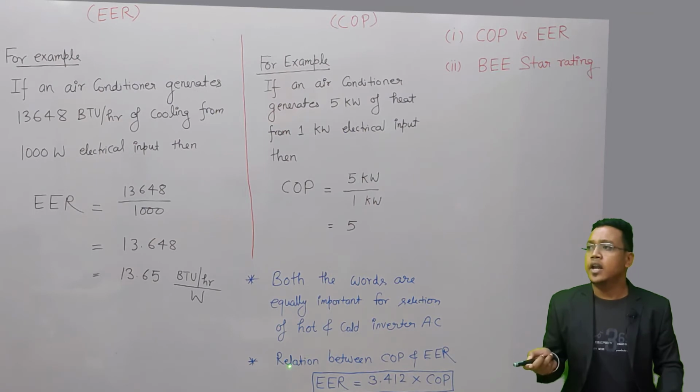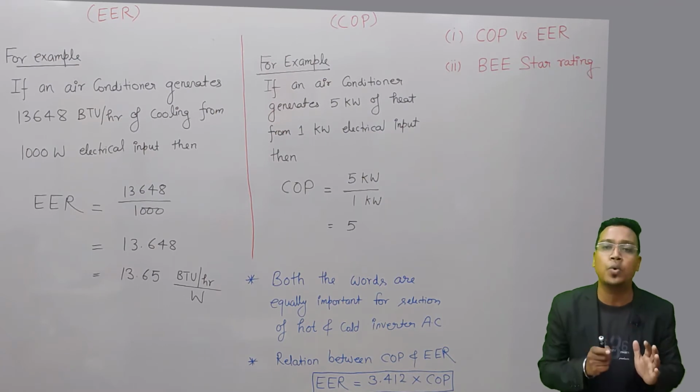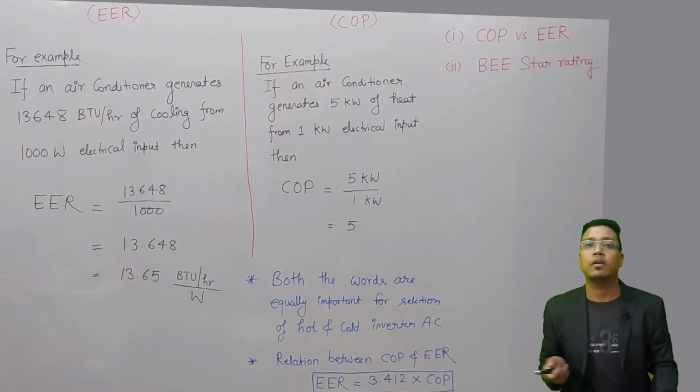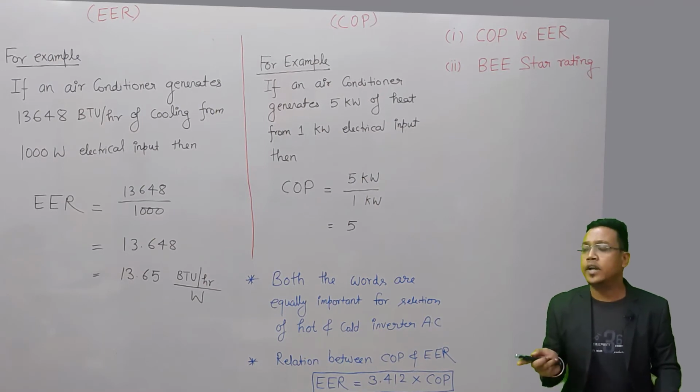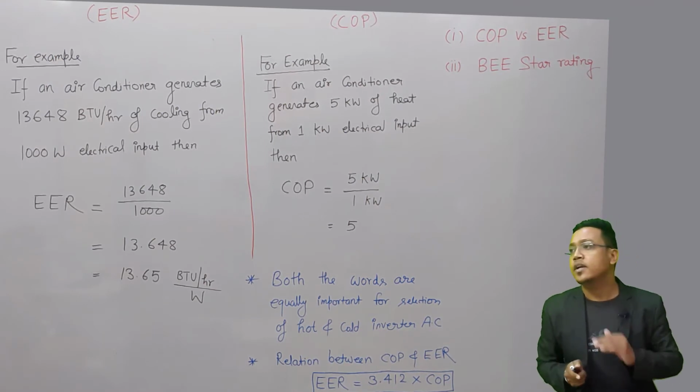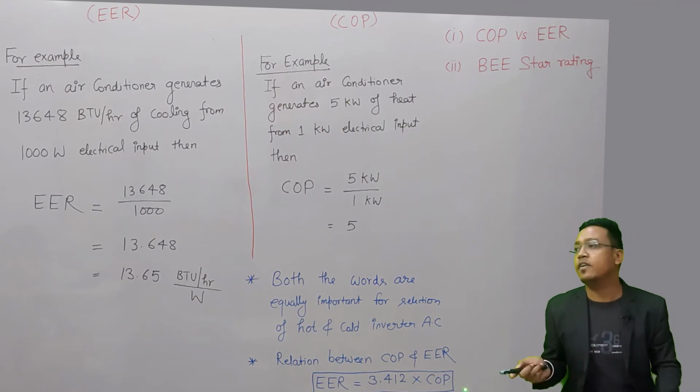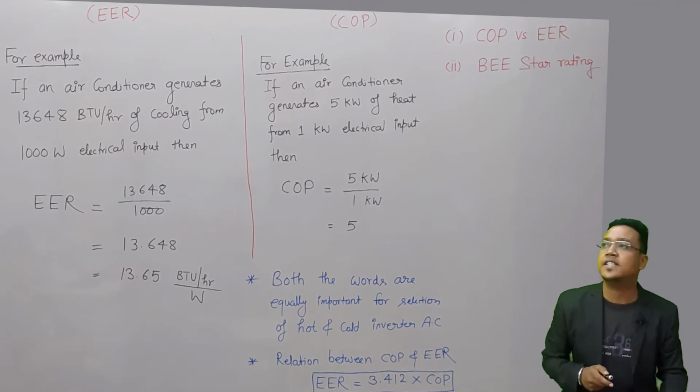Second, the relationship between the COP and EER is that EER is equal to 3.412 times COP. Okay, you have to remember this relation. There is no derivation in your course. Here you have to remember just the relationship between EER and COP. Okay friends.